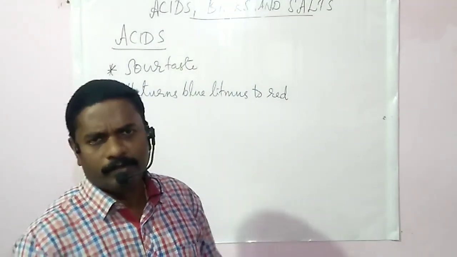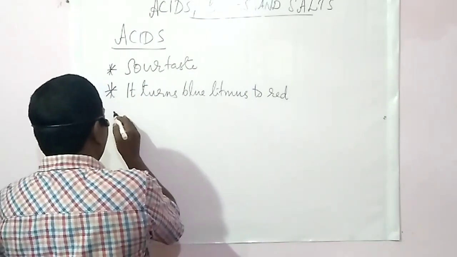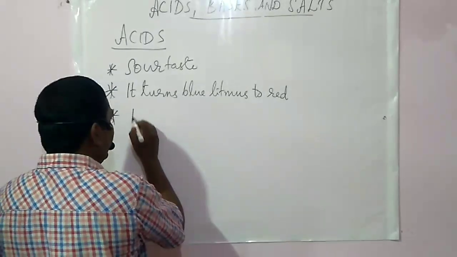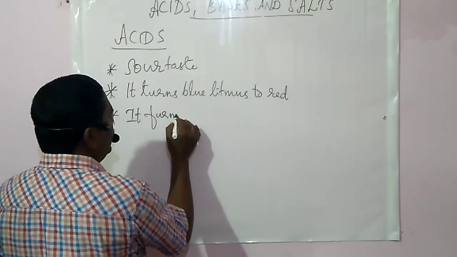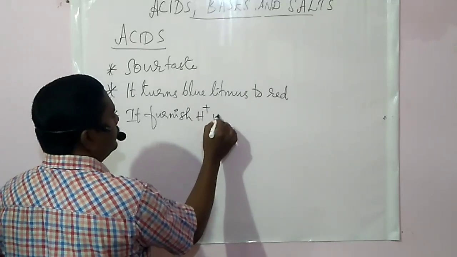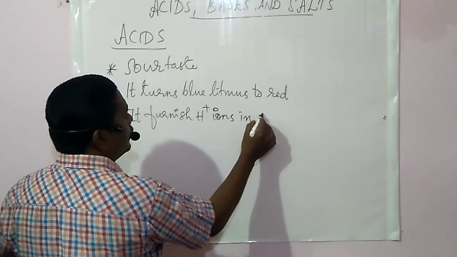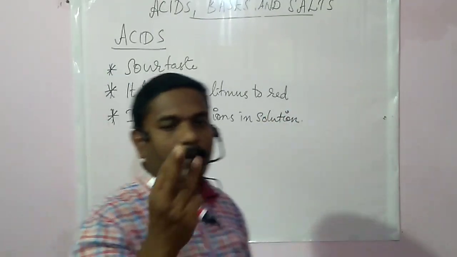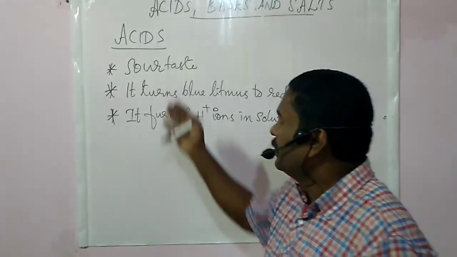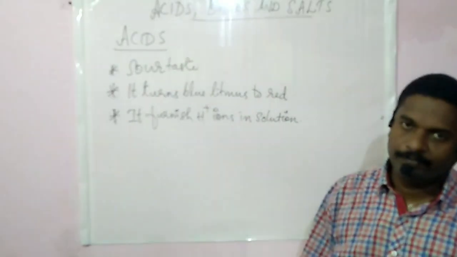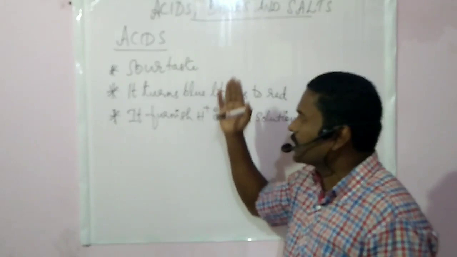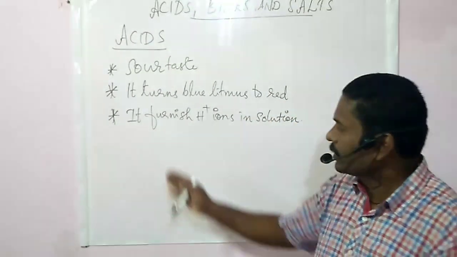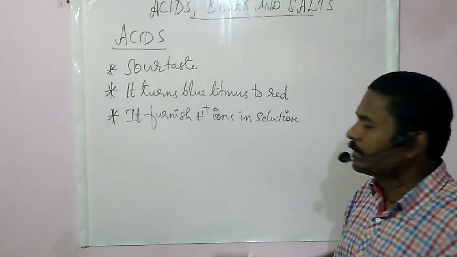Any other idea? One more thing I think. Which was that? It furnishes H plus ions in solution. Okay. So the 3 points that you know about acids: they are sour in taste, they turn blue litmus to red litmus, and they furnish H plus ions in solution.